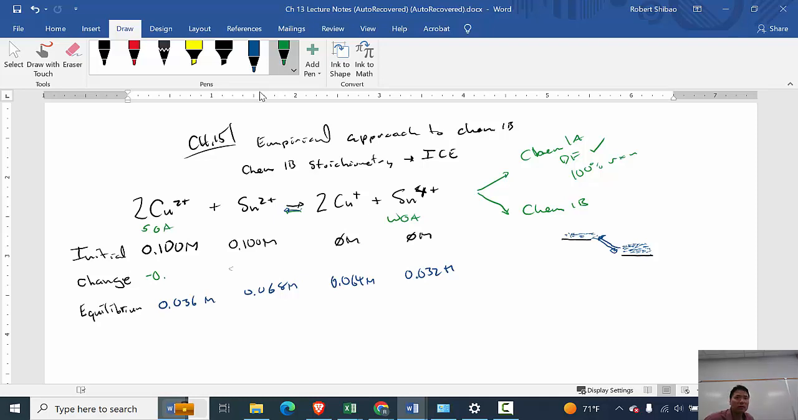Can you see how much we lost? 6.4. So we started off with 100, we lost 64, we were left over with 36. And so this comes out to a 64% reaction. So 64% made it down here, and then 36% climbed back up here. Okay.